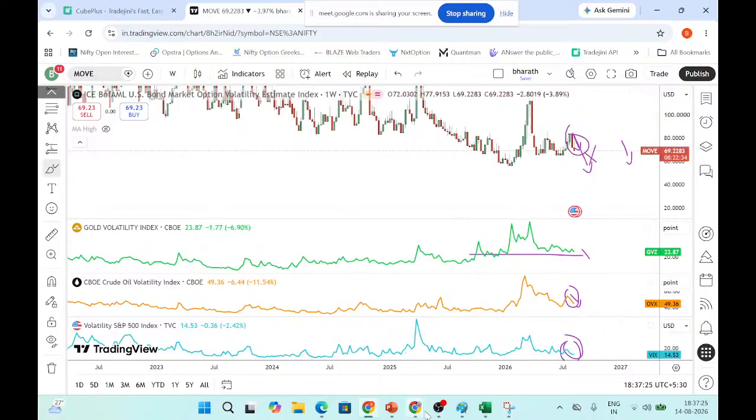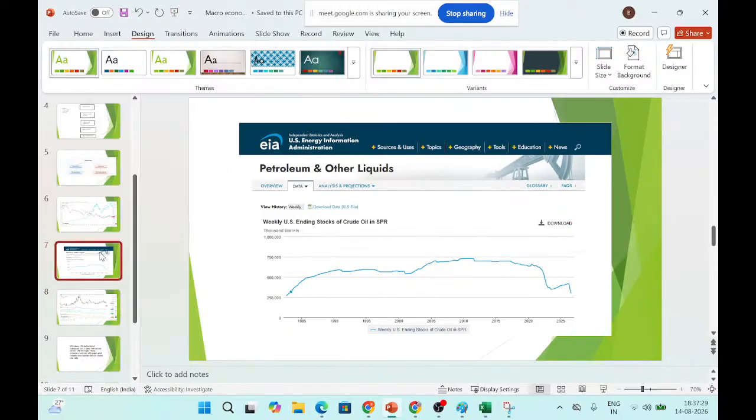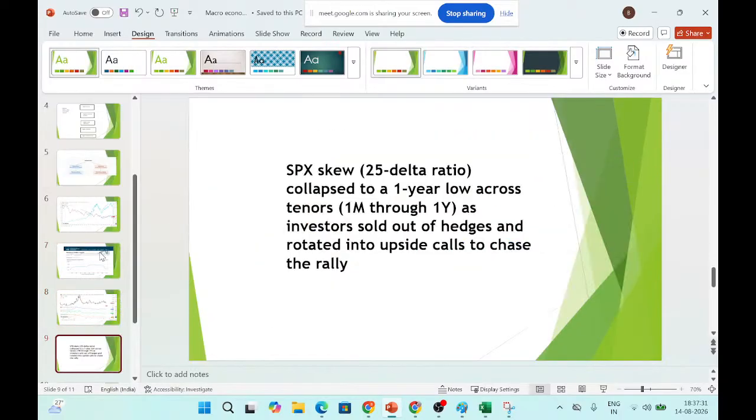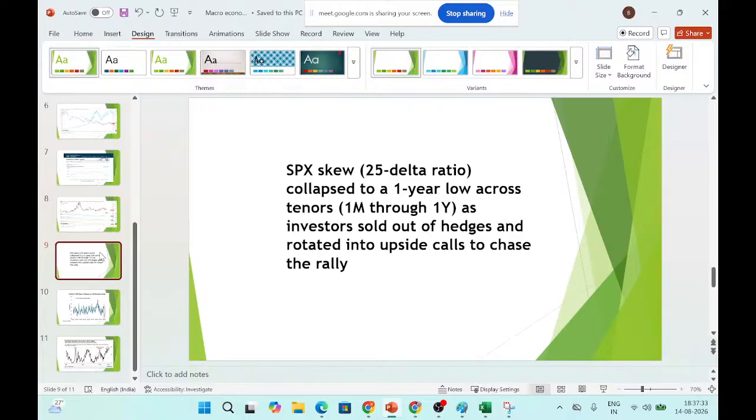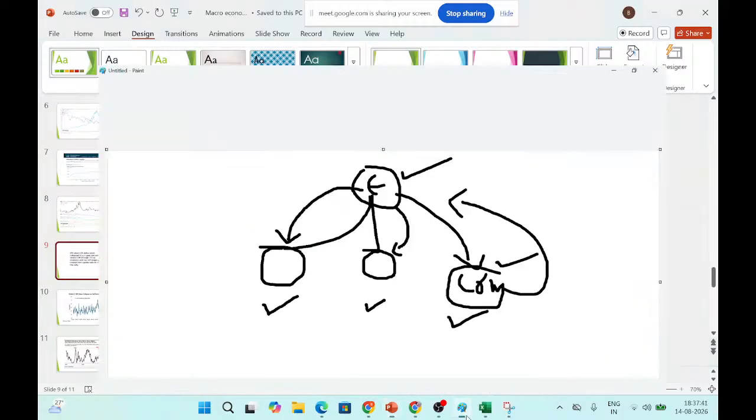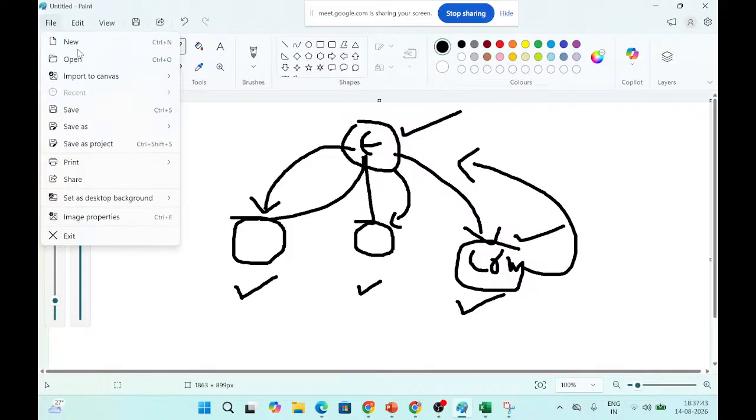Not only that, if you take a look at some stat here. What is the stat? This we look at as a skew. There are a lot of options Greeks coming in. This is called a skew here. What is the skew speaking about? What is basically skew? Let me draw a certain.